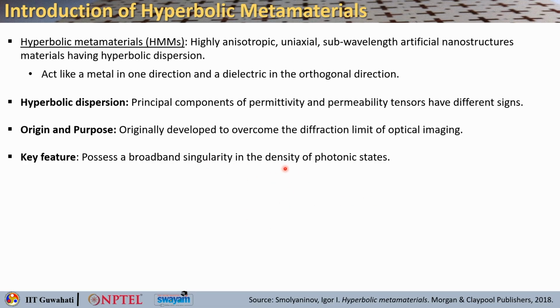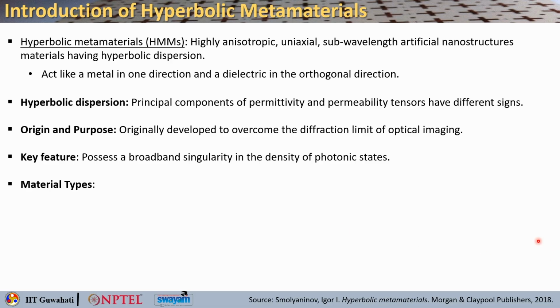The photonic density of states basically describes how many different light wave states exist in a given energy or frequency. And when we talk about singularity in the context of photonic density of states, a singularity means a large or infinite value at a specific frequency or over a range of frequencies, right. Here we are talking about broadband singularity. Broadband means the singularity occurs over a wide range of frequencies, not just a single point.